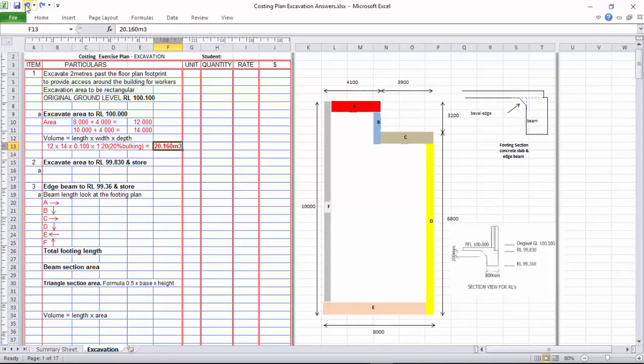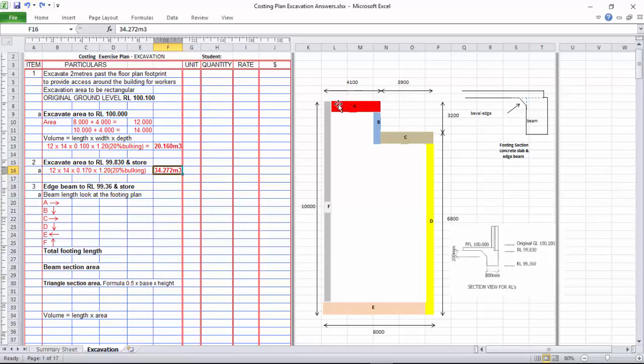That gives us an answer of 20.160 meters cubed. Then we're going to excavate, we're going to bench down to under the slab. The area will be 12 by 14 times 170 mil deep, and again with 1.2, which is 20% bulking. That gives us a total of 34.272.